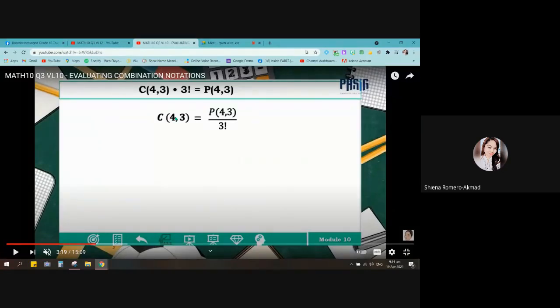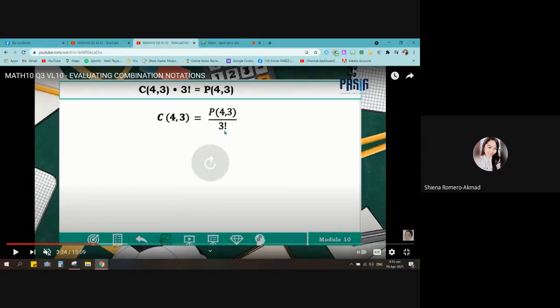That's combination of 4 taken 3 at a time equals permutation of 4 taken 3 at a time divided by 3 factorial. Nasaan nanggaling si 3 factorial? Si 3 factorial nanggaling dun sa mga elements, not the elements, but the order or the arrangement that is being repeated or naulit. Dahil tinanggal natin siya kasi ayaw natin ng may nauulit when it comes to combination. At ayaw natin ng mga pare-pareho lang naman na arrangements with the same elements.